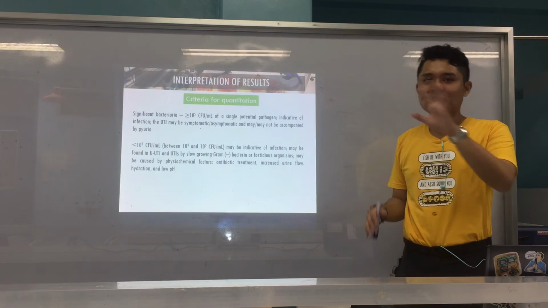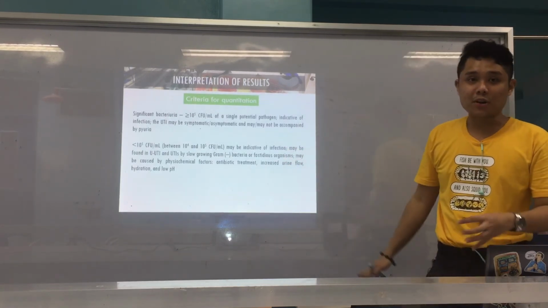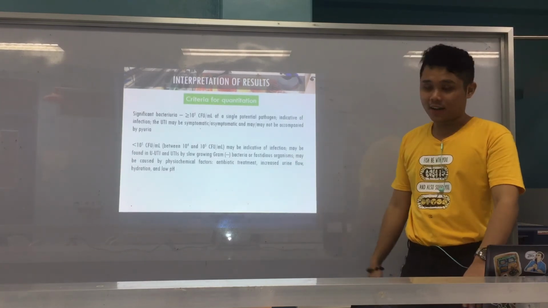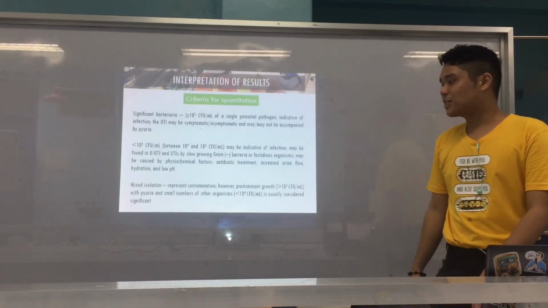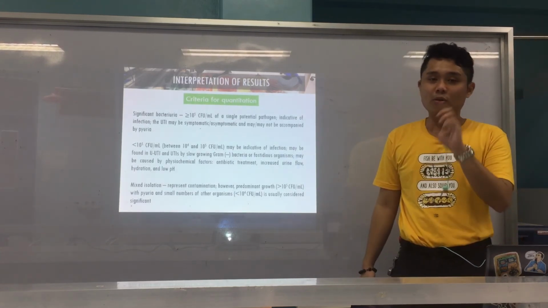Okay? Alright, so if less than 10 to the 5th, 10 to the 4th to 10 to the 5th, then it could be found in upper UTI and lower UTI. So it's still indicative of infection. Okay. Alright. And mixed isolation represents contamination. So meaning you isolated many, not only one.